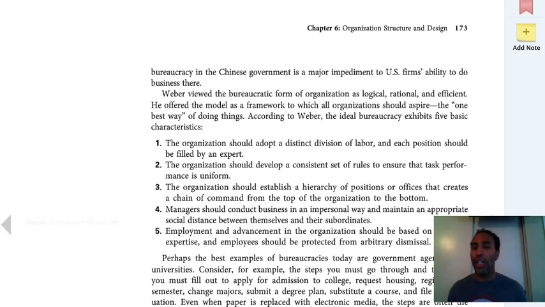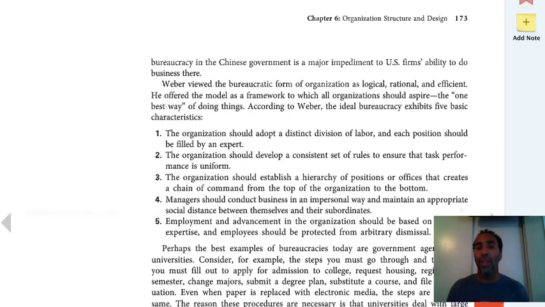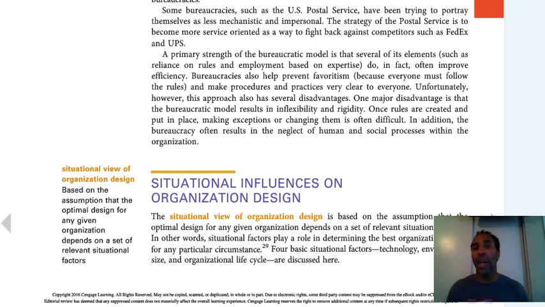Number 4, managers should conduct business in an impersonal way and maintain an appropriate social distance between themselves and their subordinates, right? So they shouldn't be too close, but it shouldn't be so far away from their subordinates. And number 5, employment and advancement in the organization should be based on technical expertise, and employees should be protected from arbitrary dismissal, right? So I shouldn't be able to make these decisions about not hiring you or just arbitrarily saying, you got on my nerves today, I'm going to go ahead and get rid of you.